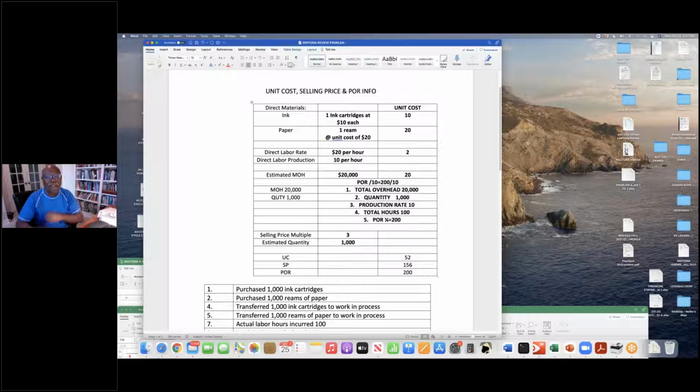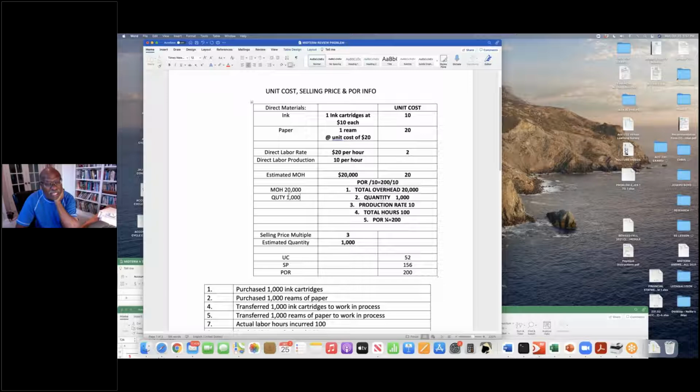It's because I get lost. I get confused when it comes to finding the unit cost of each row. Can you get the ink? Yeah, I got everything else. It was just the MOH that I got kind of lost on.